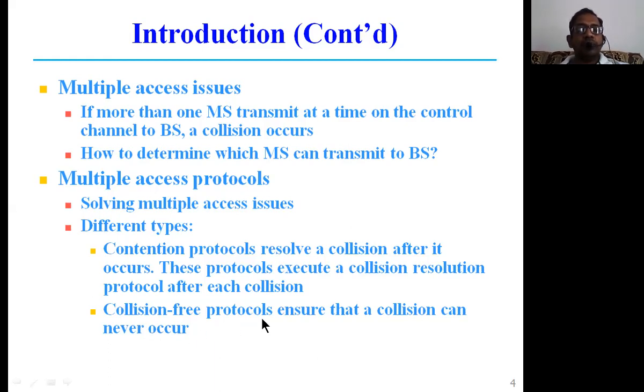In the collision free protocols, as the name indicates, collision free ensures that a collision can never occur. So it is always a better option. Accident will never take place, which is always a very good option for driving a vehicle. If you ensure that an accident will never happen whatever the conditions may be, it is going to be the safest driving method for a vehicle to move on a road. Similarly here, collision free protocols ensure that a collision can never occur. That is the basic necessity. The next one is contention protocols.